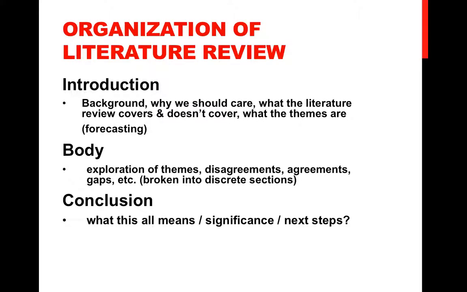So, generally speaking, a literature review is organized in the following way. It has an introduction, which provides background on the topic. It explains the significance or the importance of the topic, so it kind of answers the so what, and explains why we should care about the topic. It gives some sense of scope or magnitude or consequences of the topic. It gives some sense of what your literature review covers.